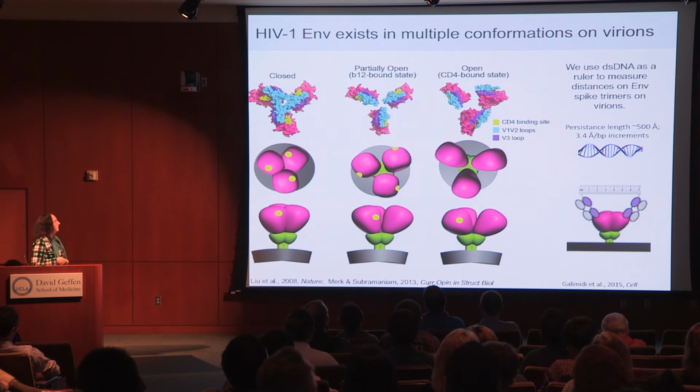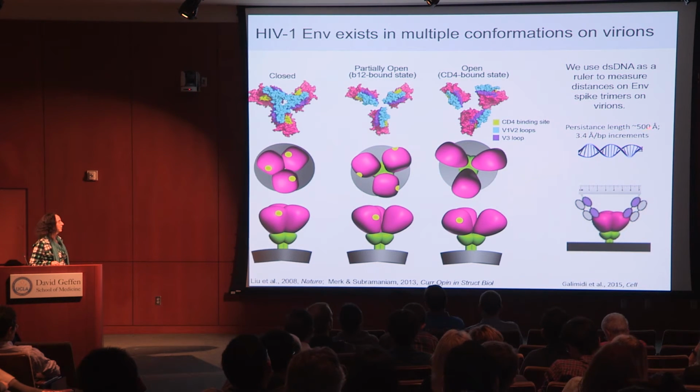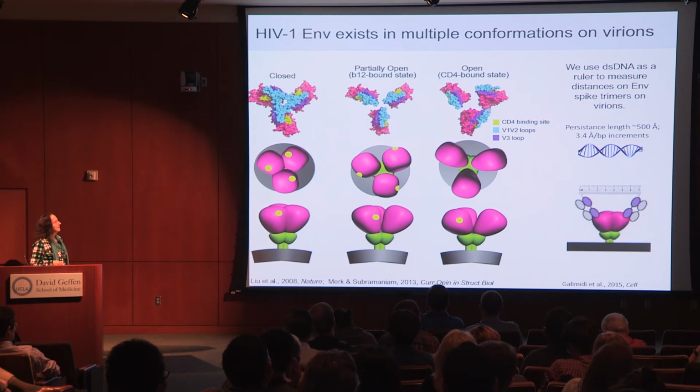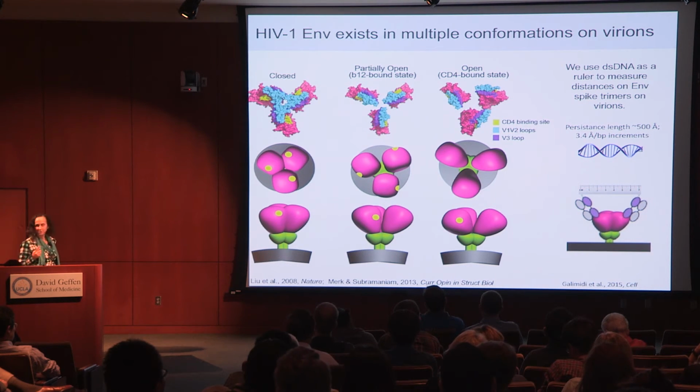So what we decided to do was to use a ruler, and we used double-stranded DNA as this ruler. The reason we chose double-stranded DNA was that its persistence length is probably around 500 angstroms, or about 150 base pairs. And it has a ruler increment of 3.4 angstroms per base pair for conventional double-stranded DNA. So the idea was if we linked Fabs from an antibody with different lengths of double-stranded DNA, then we could measure the distance between adjacent sites.